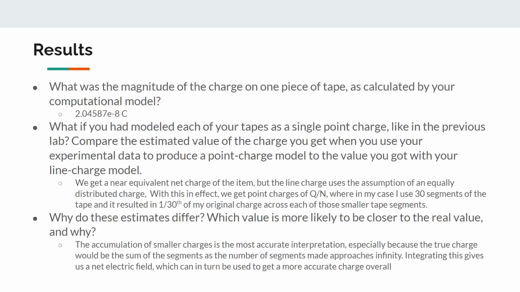So, results. The magnitude of the charge on one piece of tape for me was 2.04587 E negative 8 coulombs. If we had modeled each of the tapes as just a single point charge, it wouldn't be much different, but this approximation is slightly more accurate just because it's akin to real life more.